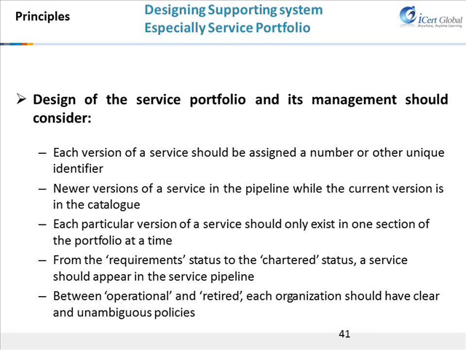Designing supporting system, especially service portfolio. The design of the service portfolio and its ongoing management should take into consideration these practices. Each version of a service should be assigned a number or other unique identifier. Newer versions of a service in the pipeline while the current version is in the catalog. Each particular version of a service should only exist in one section of the portfolio at a time. From the requirements status to the chartered status, a service should appear in the service pipeline. Between operational and retired, each organization should have clear and unambiguous policies.